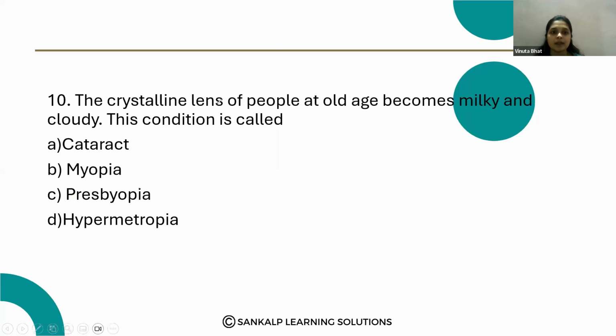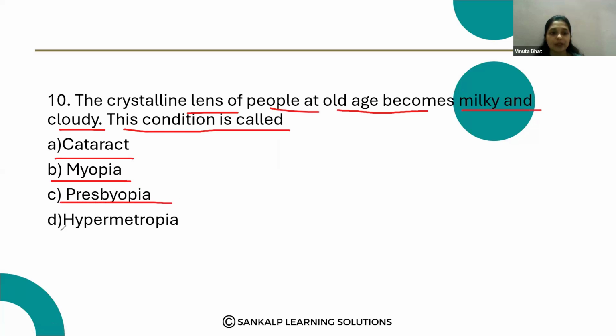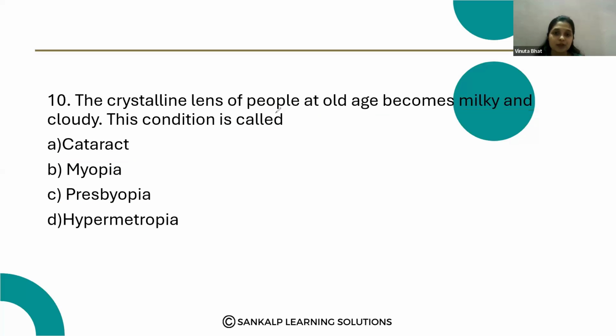Next question. The crystalline lens of people at old age becomes milky and cloudy. This condition is called option A, cataract. Option B, myopia. Option C, presbyopia. Option D, hypermetropia. Here, the crystalline lens of people at old age becoming milky and cloudy is cataract. Myopia is nearsightedness, presbyopia is due to a defect in the eye lens, and hypermetropia is farsightedness.